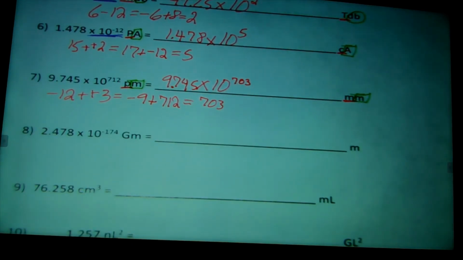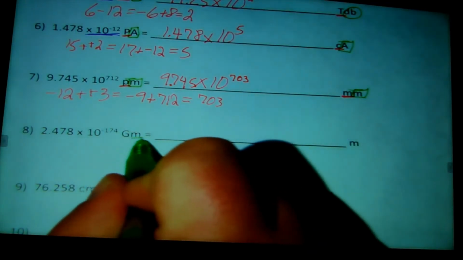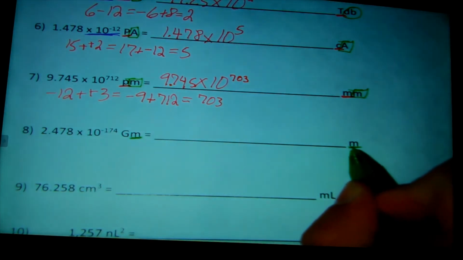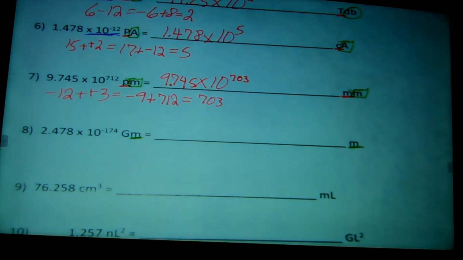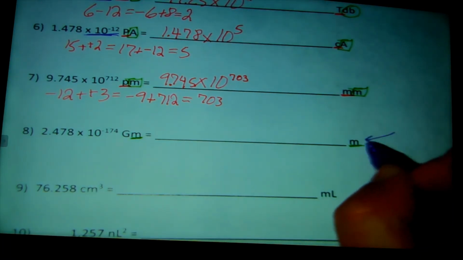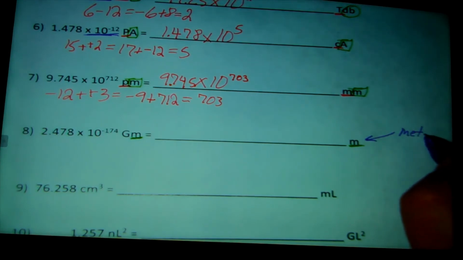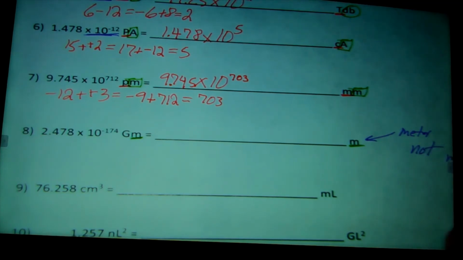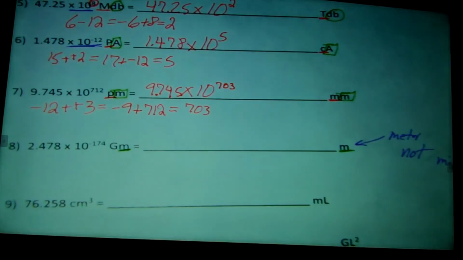All right, let's look at number 8. Do what we did before. So I find a base unit of m, and there's only an m over here by itself. Like I've stressed to you 1,500 times, this is meter, not milli. Okay, I cannot stress this enough. You have to know that m by itself is a base unit and not the prefix milli. I've seen students struggle time and time again in the past.